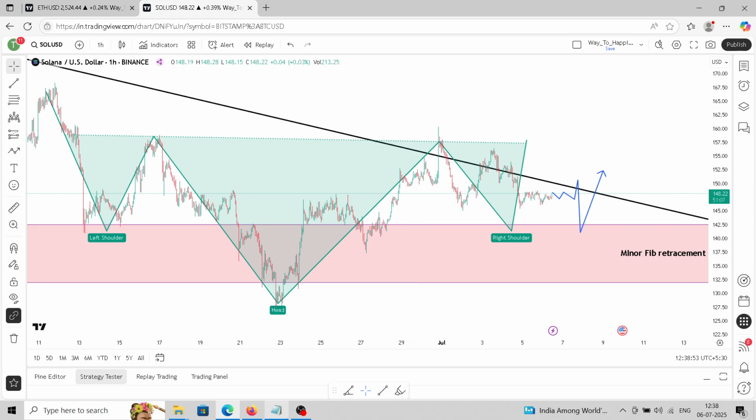Okay, so this is it, guys. We have done analysis for BTC, ETH, Solana, and XRP. I hope you like this analysis. Like our previous analysis, this analysis is also very raw.